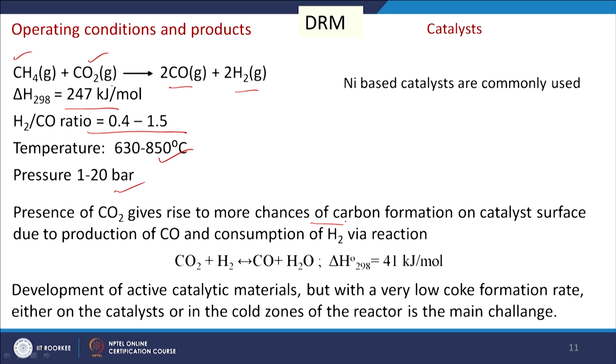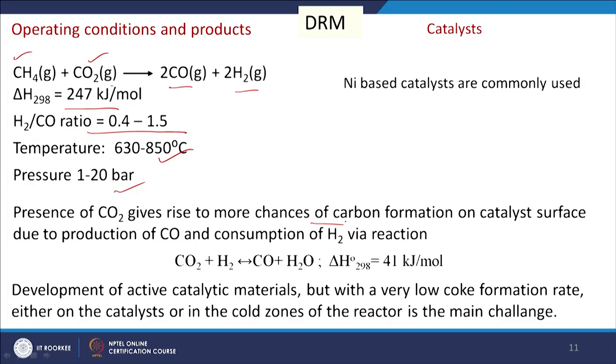As we are using carbon dioxide as the reactant for the reforming process, the carbon deposition is more in this type of reforming process, and that is the major disadvantage of dry reforming. That is the more challenging part also, and that is why it has not got industrial application yet. Efforts are on to improve this process, to reduce the carbon deposition in DRM, and the development of active catalyst materials with a very low coke formation rate, either on the catalyst or in the cold zones of the reactor, is the main challenge we have just discussed.